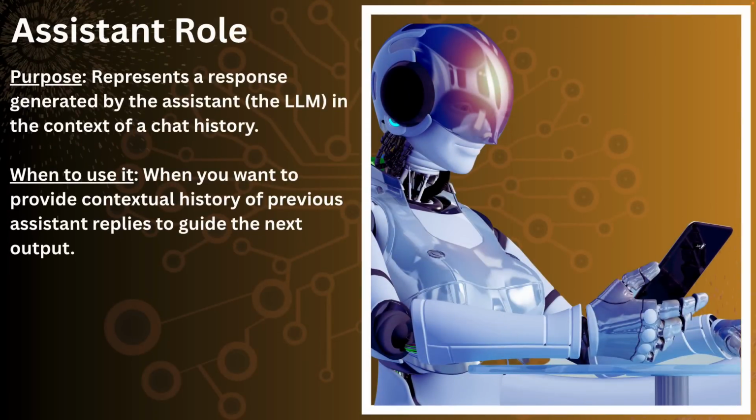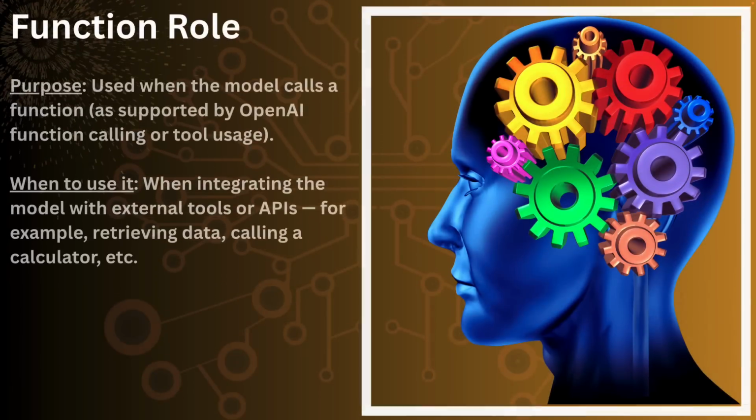So this assistant role is very important and we will see it in action later on. The purpose of the assistant role is to represent a response generated by the assistant or the LLM in the context of a chat history, because what we implemented before is just one single message, but the model does not remember the full context of our chat history. We use it when we want to provide contextual history of previous assistant replies to guide the next output. And finally, we have the function role.